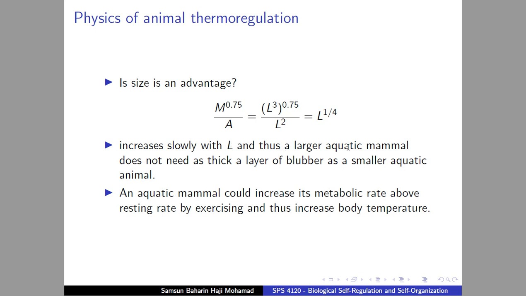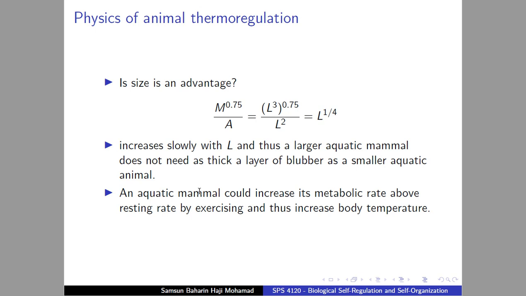So the temperature from inside the body will need a longer time to come to our skin, or to the skin. So there will be less temperature difference in the body. So these are thick layers of blubber. A larger aquatic mammal contains less fat. That is what we want to say.